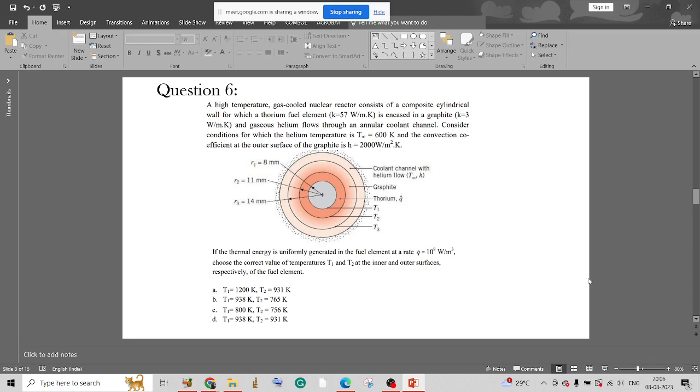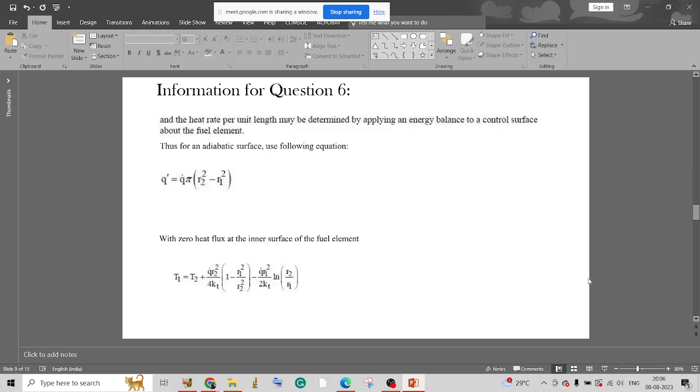If the thermal energy is uniformly generated in the fuel element at a rate of q dot equal to 10 to the power 8 watt per meter cube, choose the correct value of temperatures T1 and T2 at the inner and outer surface respectively. From the diagram, it's clearly visible which has been considered as T1 and T2, the inner and outer surface of the fuel element, that is the thorium. So, what will be the temperatures? This is some information that will be required to solve this question.